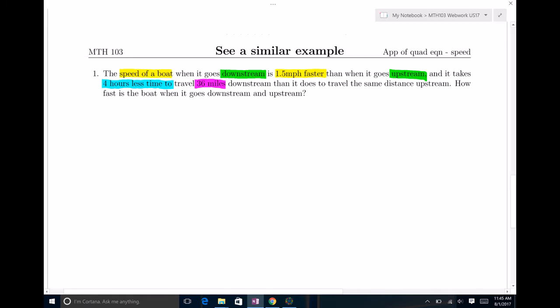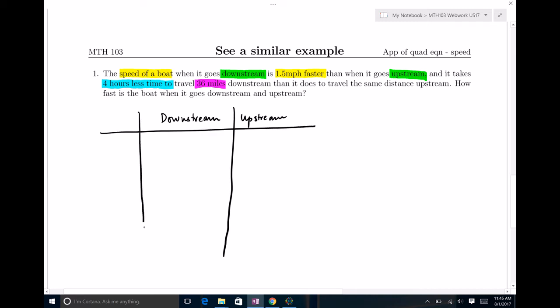So to summarize all of this information that we have here, I'm going to make a little table, and look at all the information that I have about this boat going downstream and upstream. The important factors that are given to me are the distance, the speed, and the time.